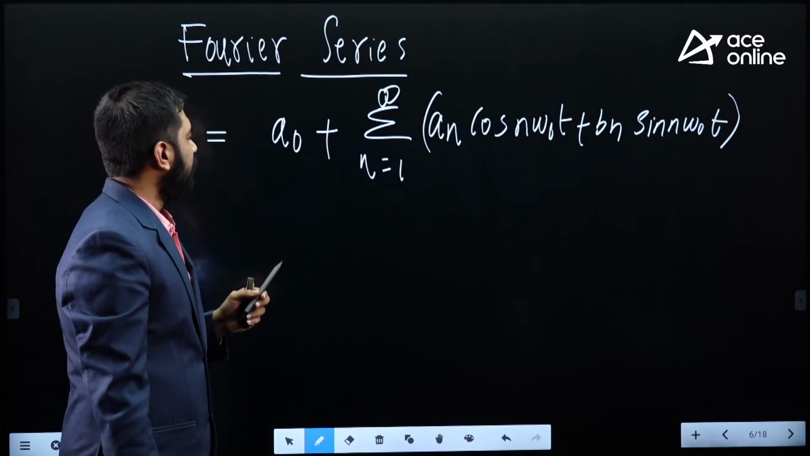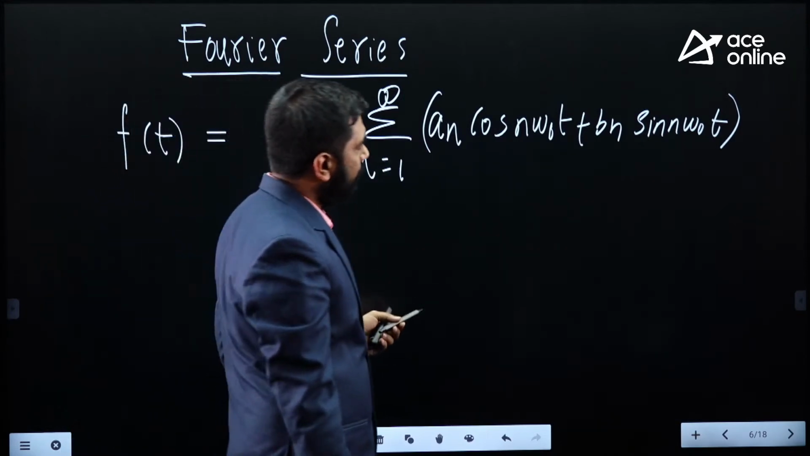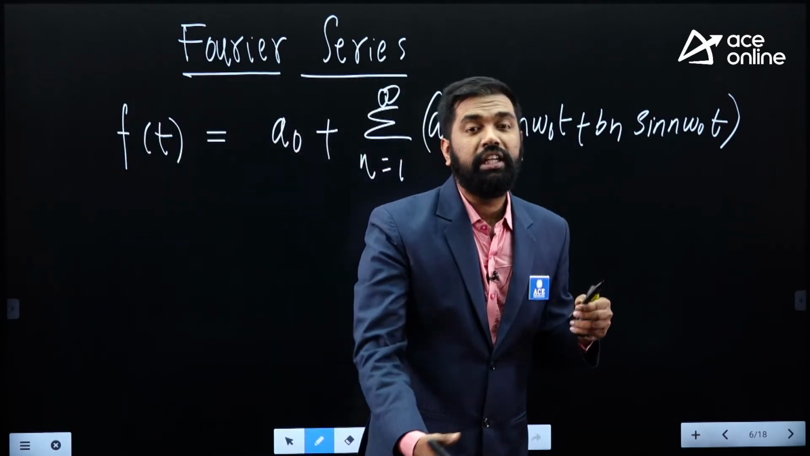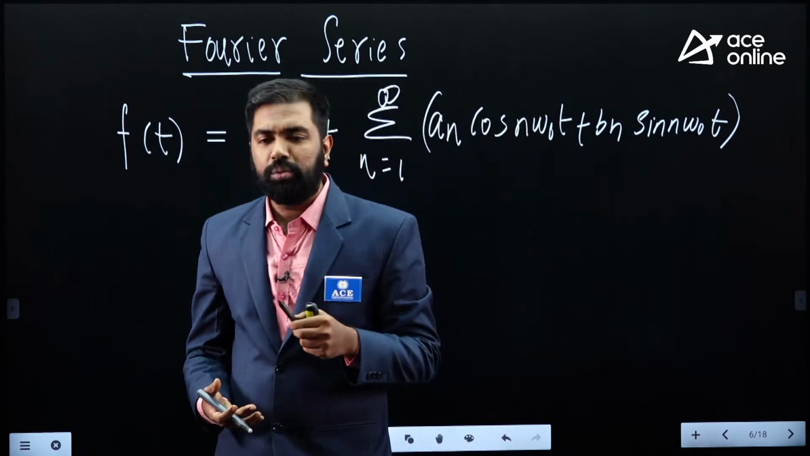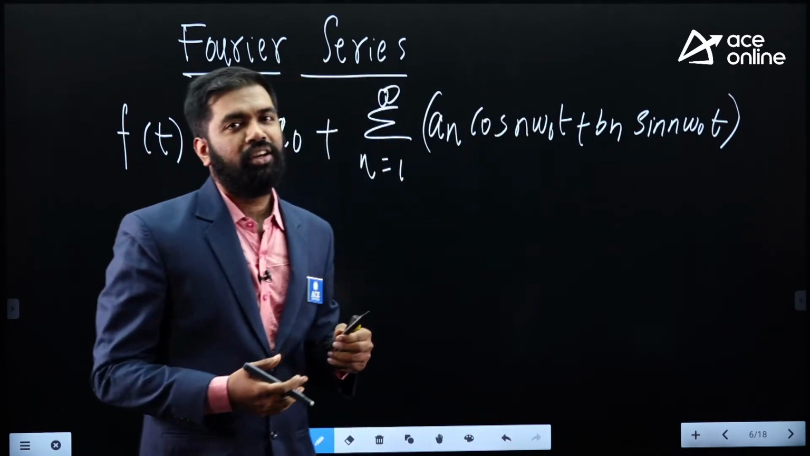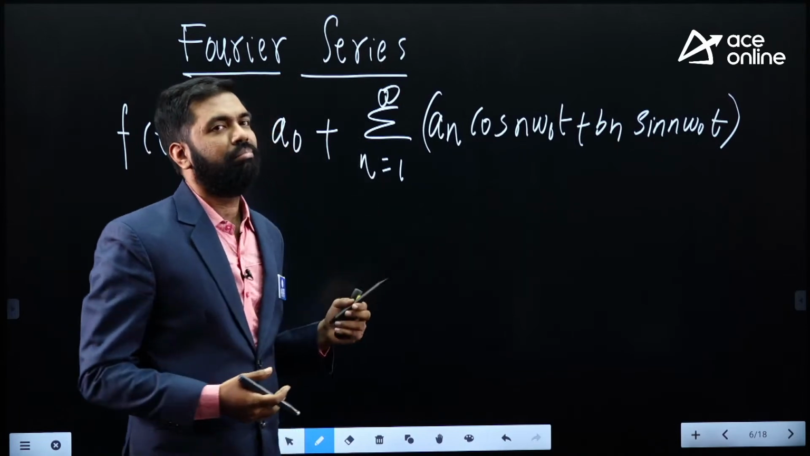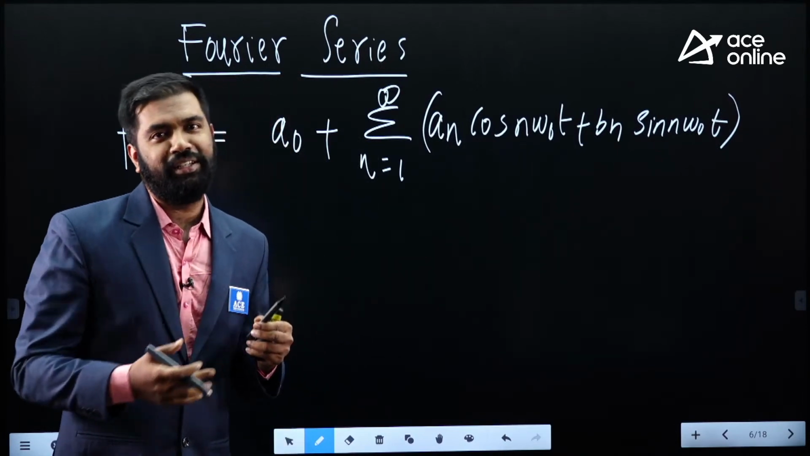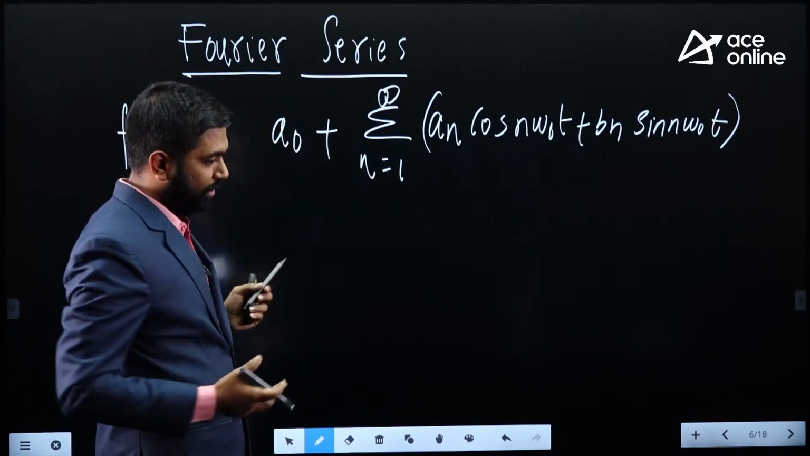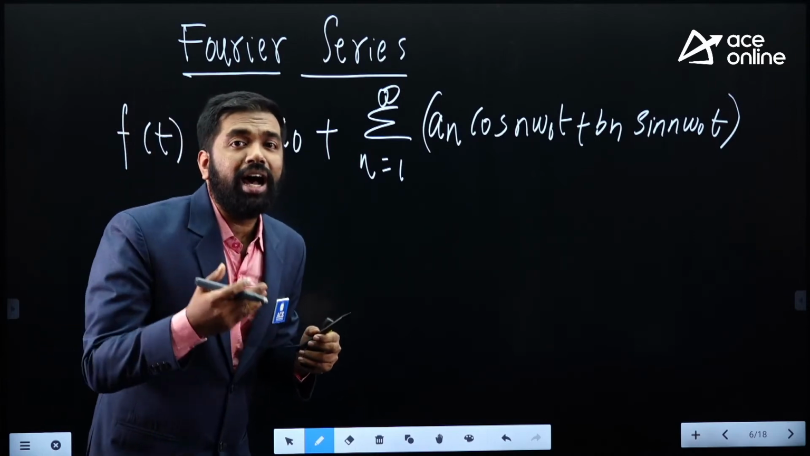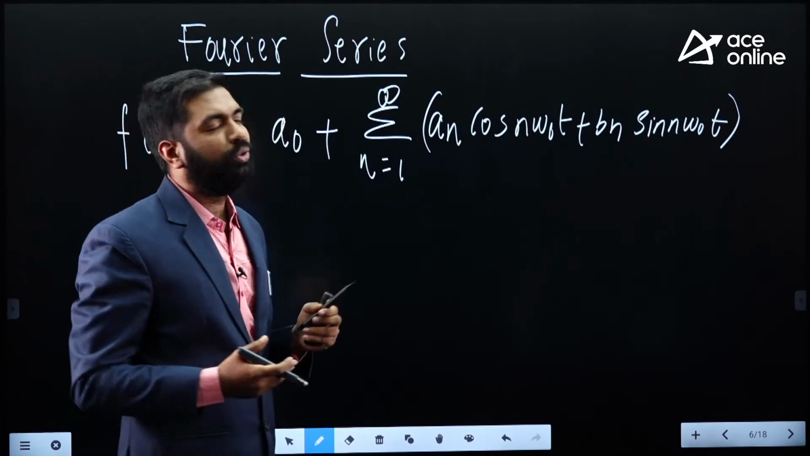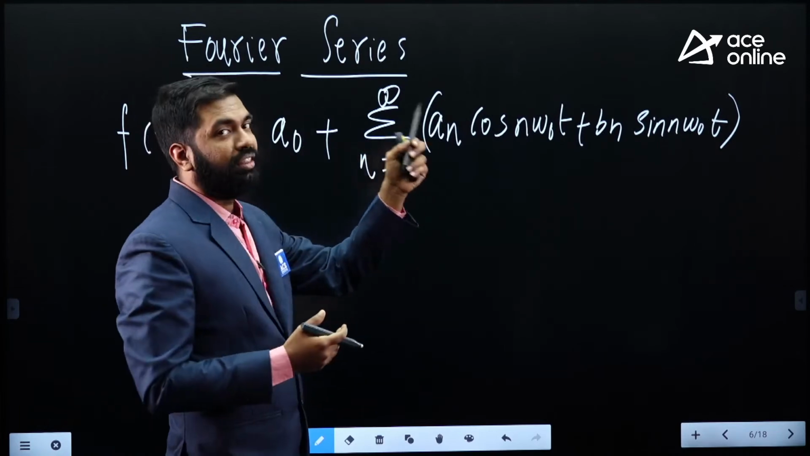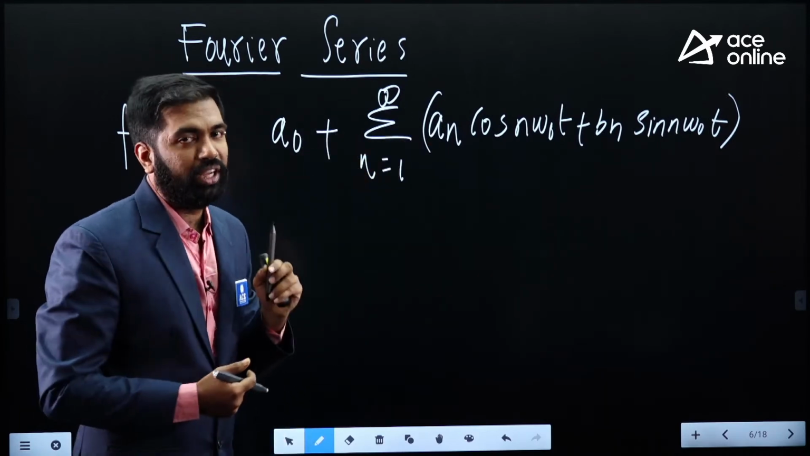How do you find this A0? How do you find this An? How do you find this Bn effectively? Suppose I give you an even periodic signal, how do you find A0, An, Bn? Suppose I give you an odd signal, how do you find all these coefficients? Suppose I give you a half wave symmetric signal, how do you find A0, An, Bn? That's the discussion for today.